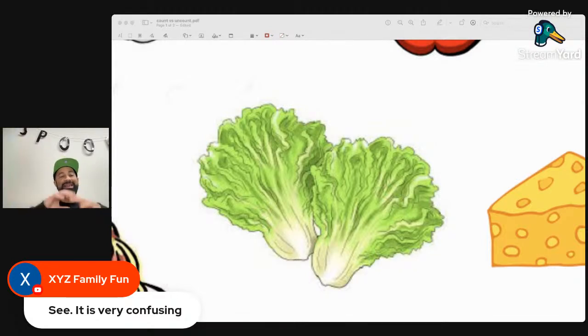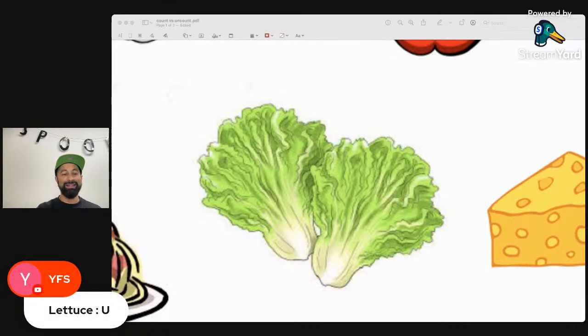Now, bread, the category of bread, the base form of bread, which is made with flour, butter, oil, and some water. All of those things are uncountable. You cannot count them. So bread itself comes in many different forms. So each of those might be countable, but bread itself is uncountable.